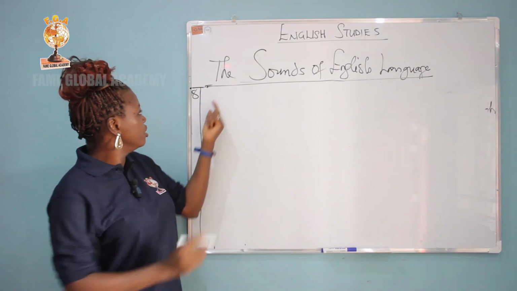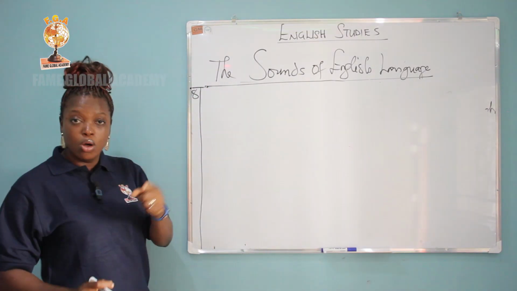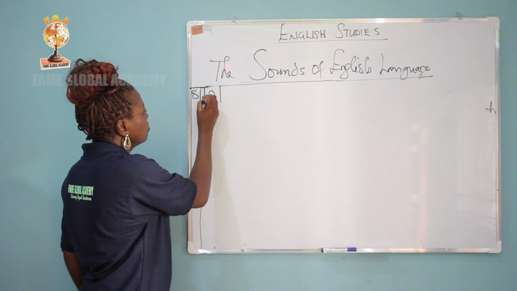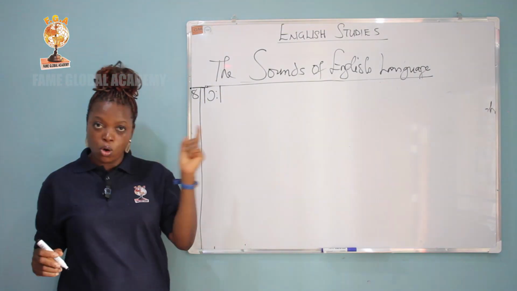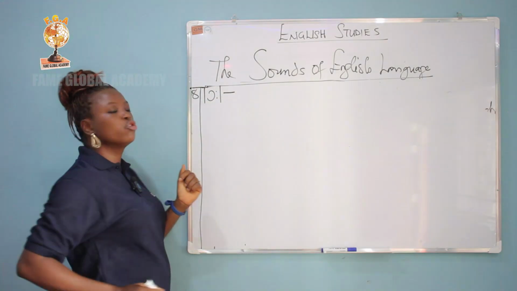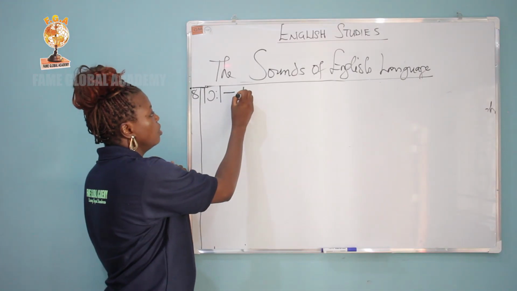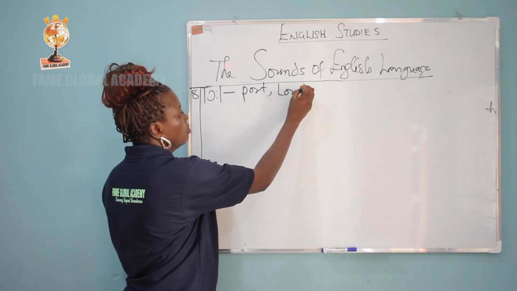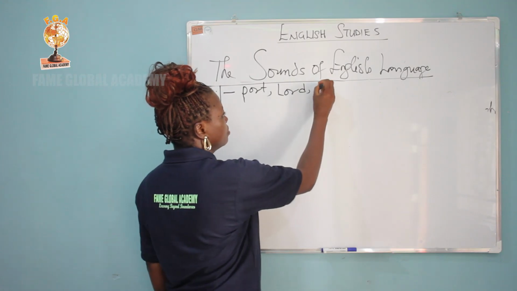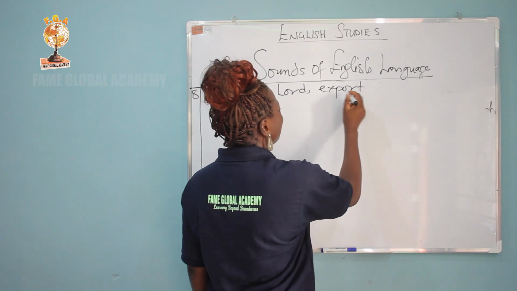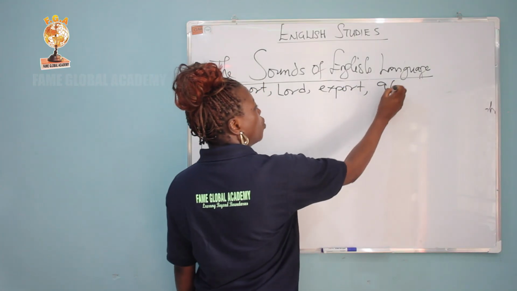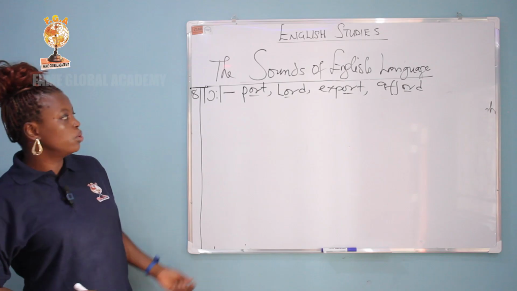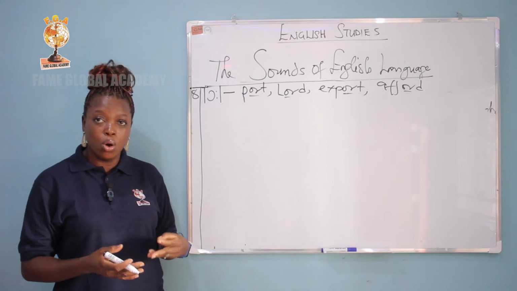The next we're going to be treating is the next vowel, which is the long O. The long O is written thus. This is the long O sound. And this sound is represented in words like Lord, export, afford. So these words are examples of words that contain the long O sound.